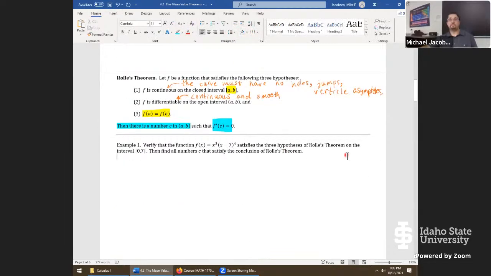So it says on example 1, and this is pretty much exactly how the problems are going to look in the homework. Verify that the function satisfies the hypotheses of Rolle's theorem on the interval [0, 7]. Let me highlight this portion. Sometimes this is the most confusing part of the problem. We have three hypotheses that we have to check.